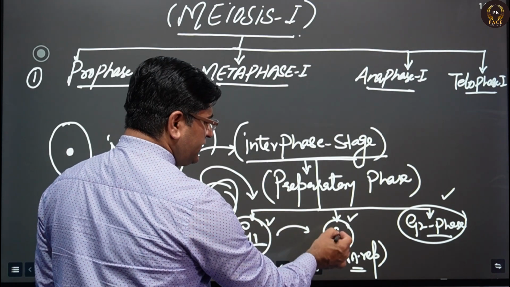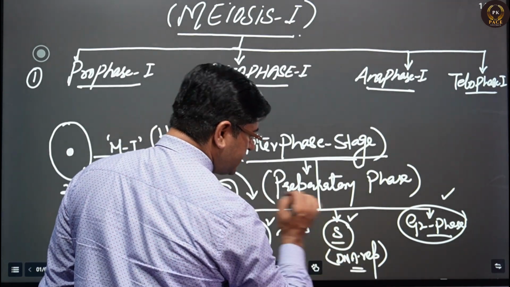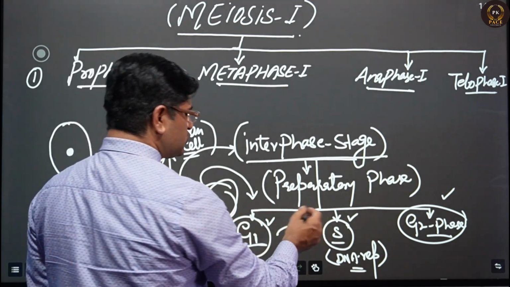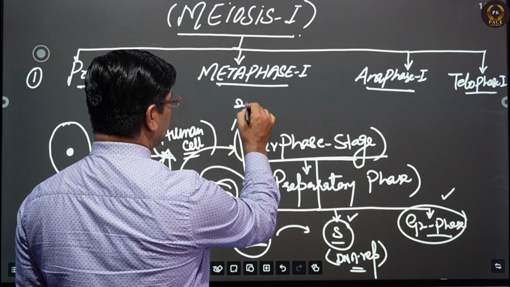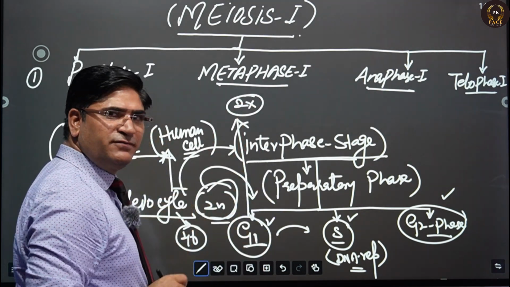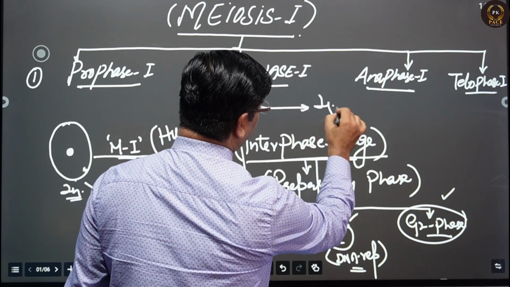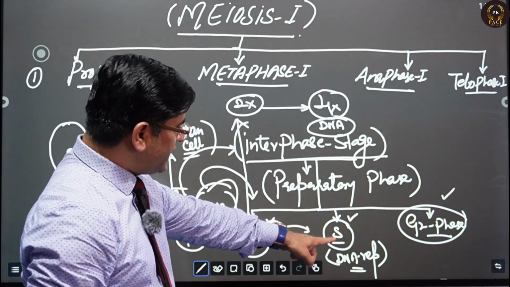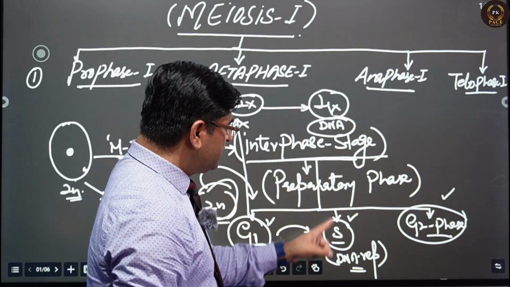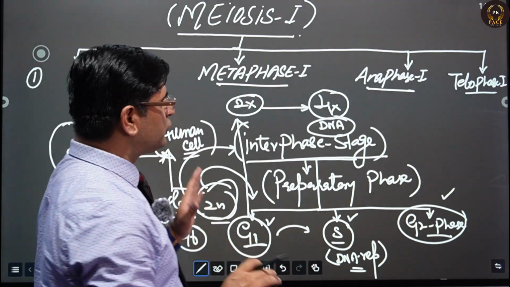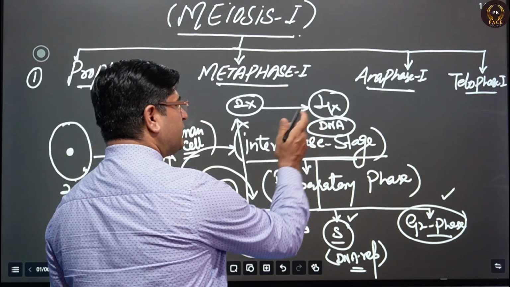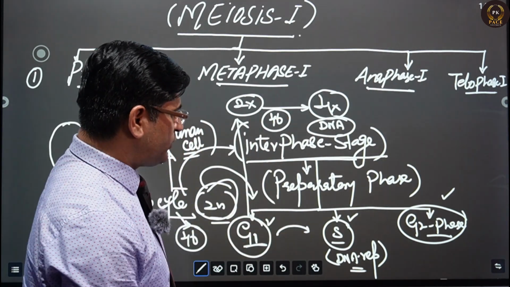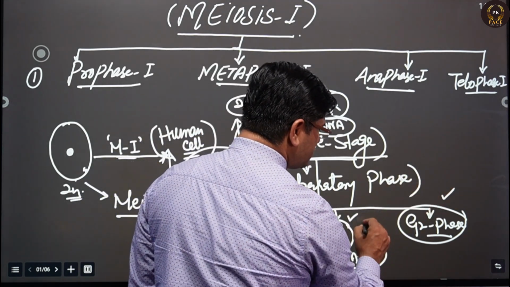Then it enters into the S phase, and DNA replication occurs. So the DNA amount doubles. If there was a 2x amount of DNA in the G1 phase, it becomes 4x in the S phase. As I already taught you in the interphase, the amount of DNA doubles and the number of chromatids increases, but the number of chromosomes remains the same. There is no change in the number of chromosomes. Remember this point. The same situation remains in the G2 phase.